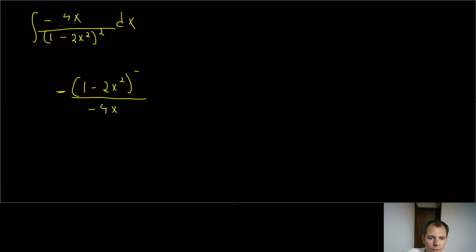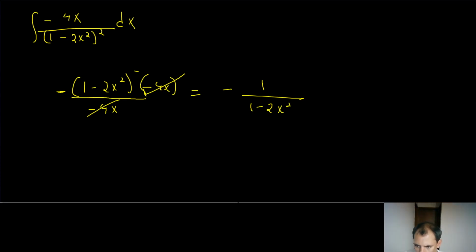But you also have a minus 4x in here multiplying, okay? It's not like this, guys, minus 4x, no. It's actually multiplying, okay? So you have to do this. Okay, so this minus 4x divides by this minus 4x and you're left with minus 1 over 1 minus 2x squared. This is the answer, plus c.